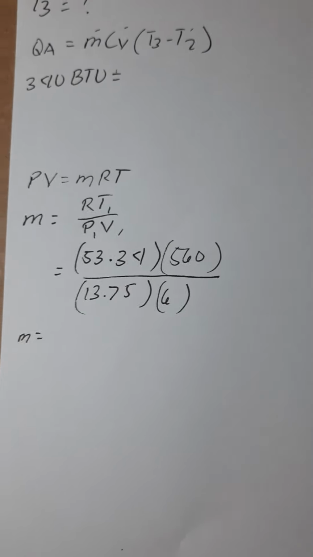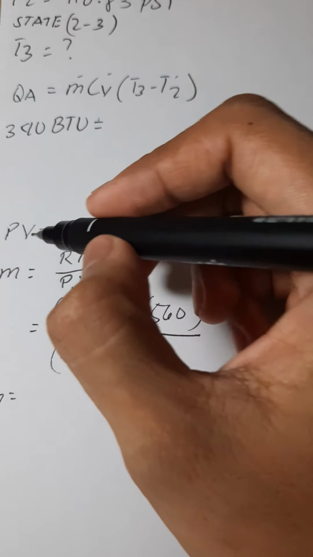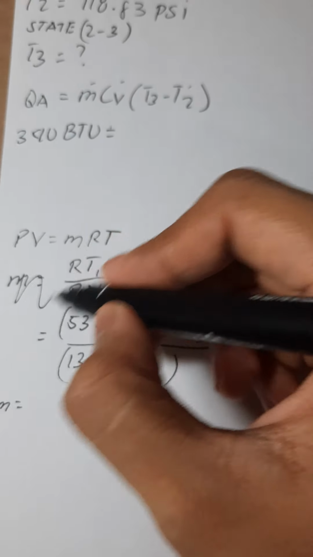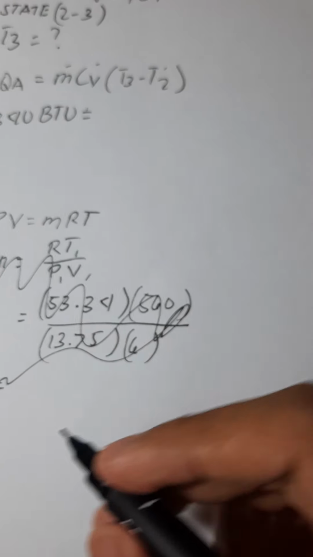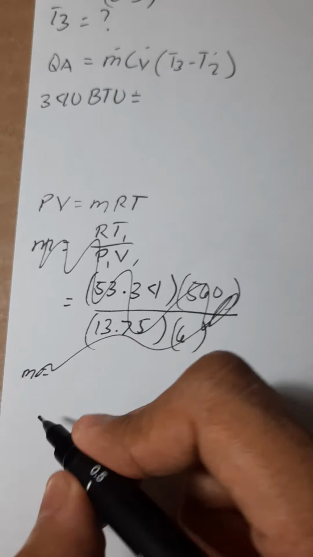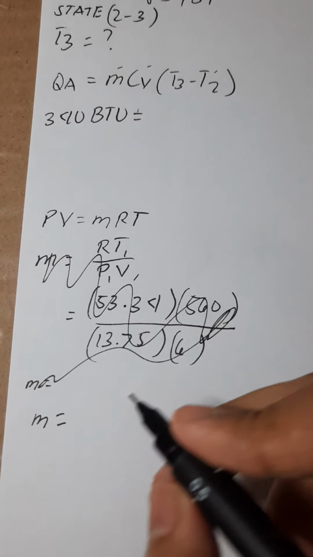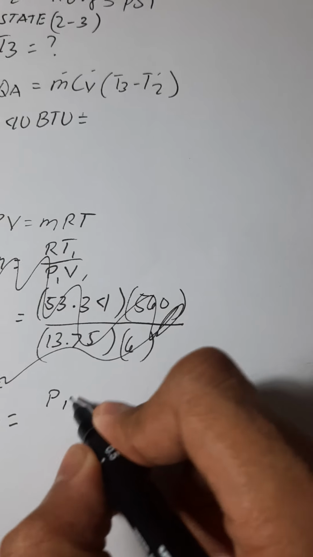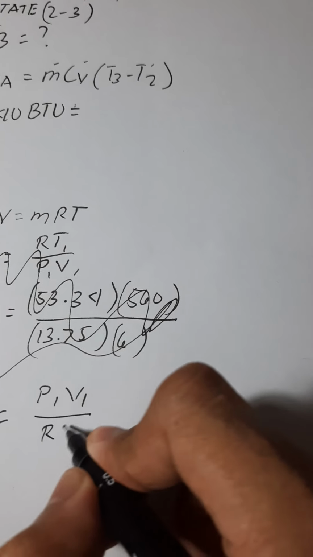Oh, mali yung pagkakaderive ko. Mali ito. So this actually is M is equals to P1 V1 over R T1.